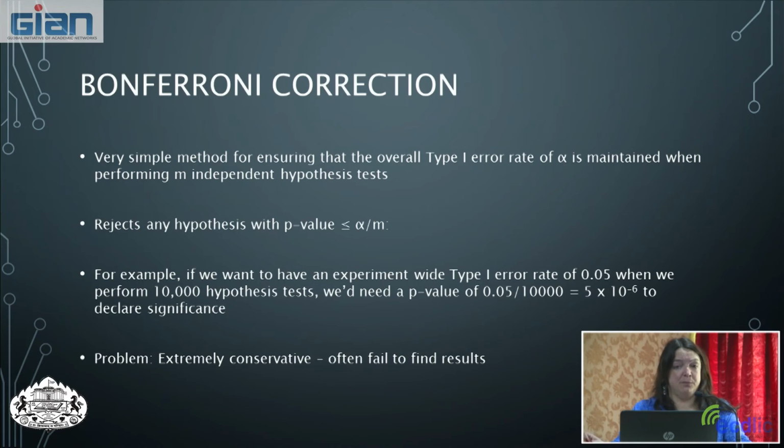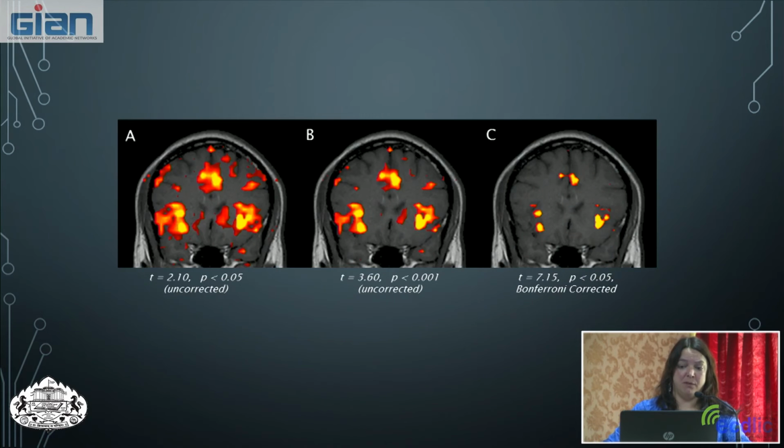Now, the problem with this is that it is extremely conservative. Anybody who's worked in statistics knows a p-value of 5 times 10 to the minus 6 is pretty conservative. So the problem is that it often corrects to the point that we see very little activation.